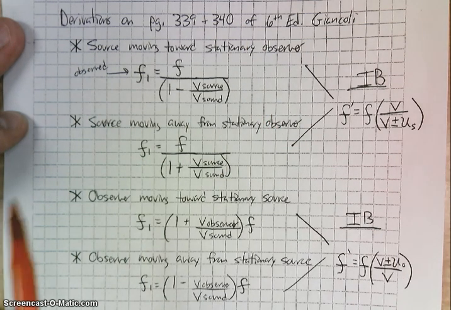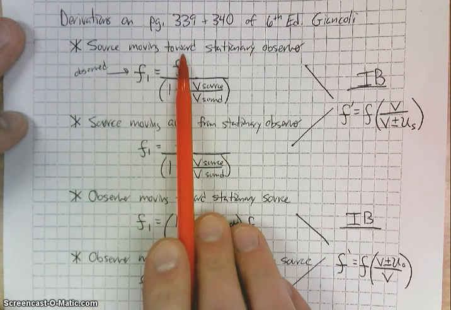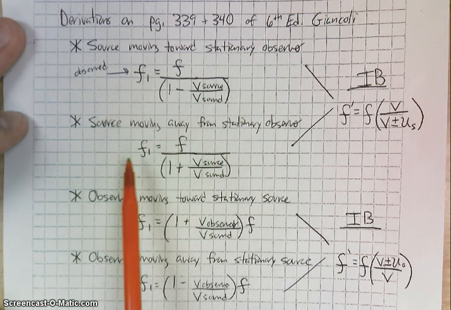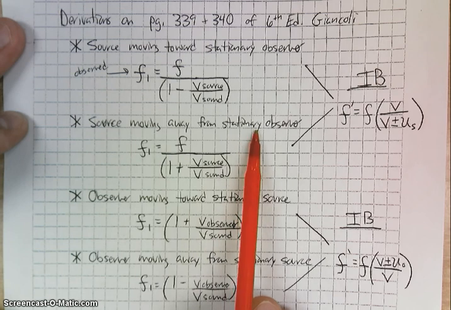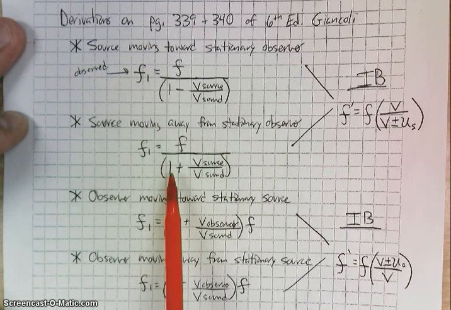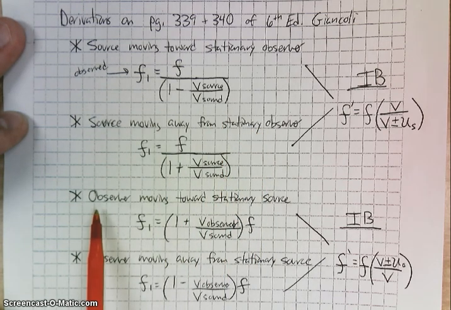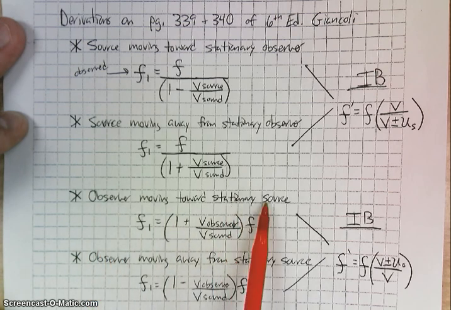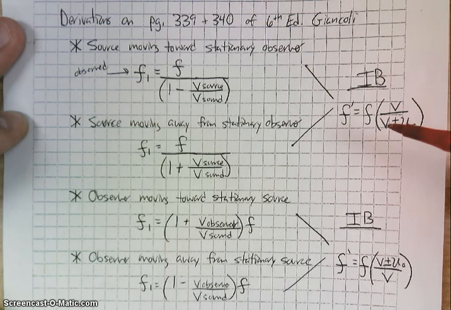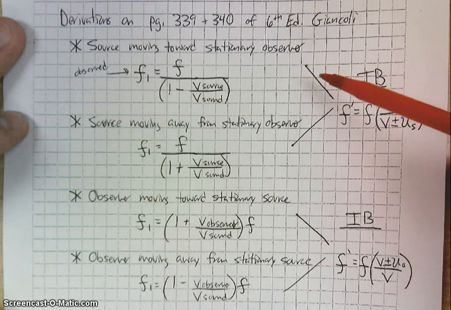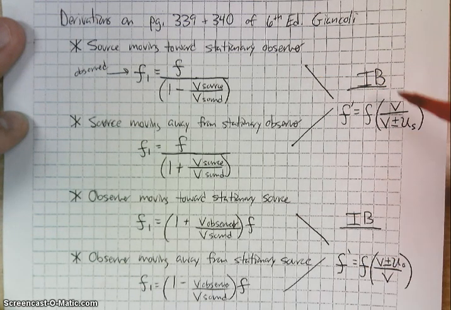So there are four different circumstances: source moving towards a stationary observer, and source moving away from a stationary observer. Okay, you should make yourself aware of those. And then there's also observer moving towards a stationary source and observer moving away from a stationary source. So yes, there are different equations, whether the source is moving or the observer is moving. For IB, they split them into either the source moving or the observer moving, so they've narrowed it down to just two equations.